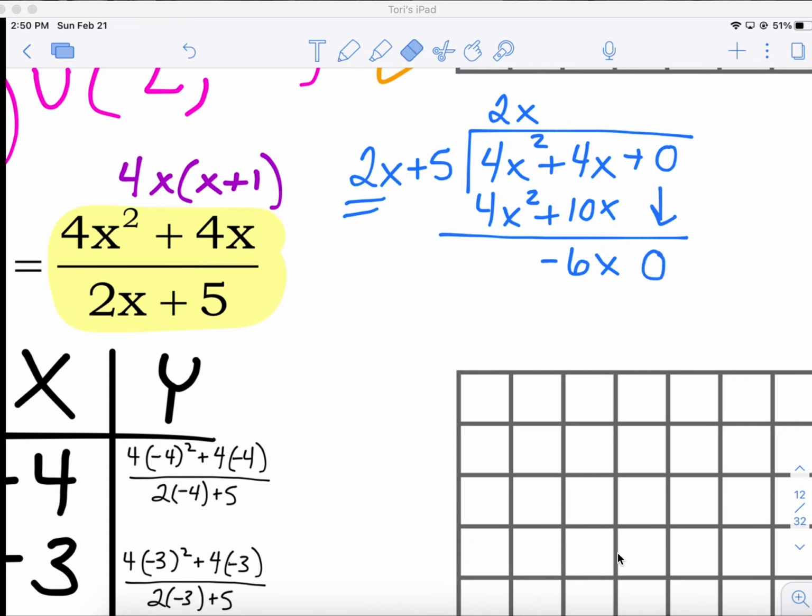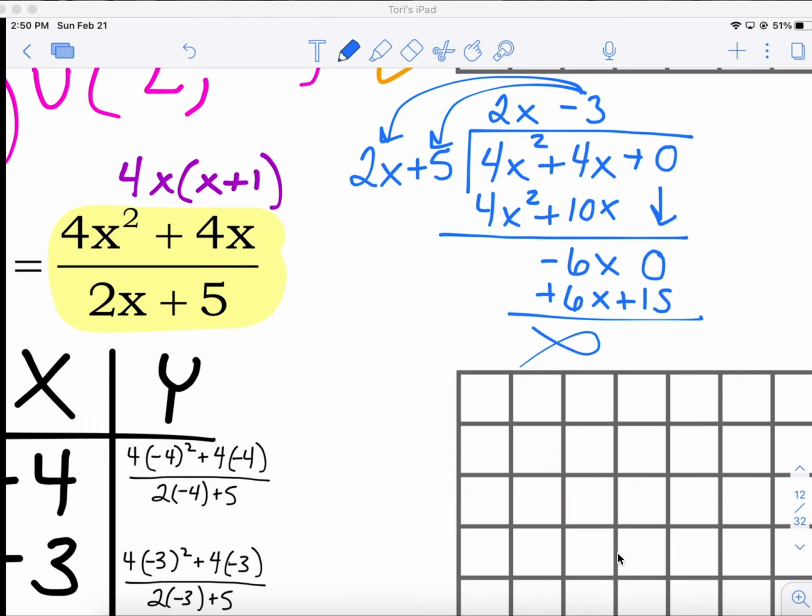Okay, we would go one more time. We'd say how many times does this 2x go into negative 6x? And that would be a negative 3. So we're going to take negative 3 and distribute it to both. I have negative 6x minus 15. And again, we would subtract. Remember, if you subtract a negative, that's the same as adding. So I would do 6 plus 6 is 0. That's gone. And then 0 plus 15 is 15.